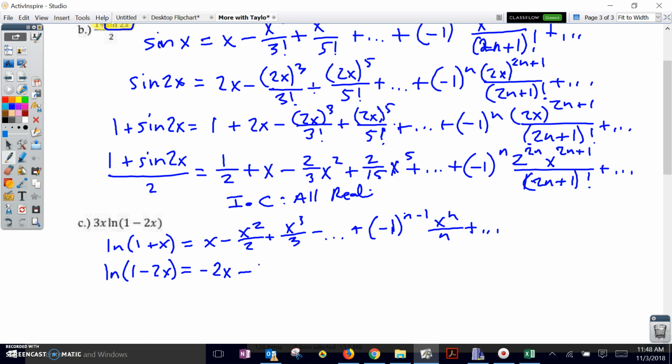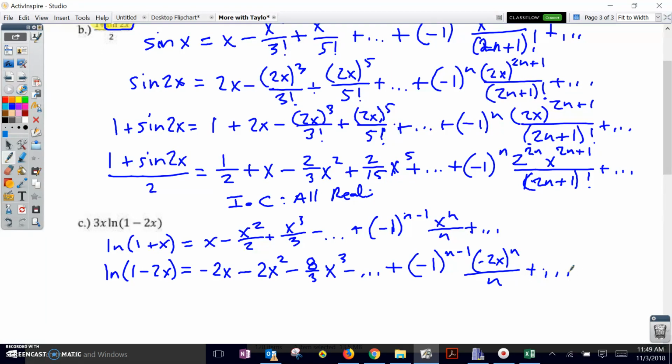That's 4x squared over 2, so that's going to be 2x squared. And that's negative 8x to the third, negative 8/3 x to the third. And negative 1 to the n minus 1 times negative 2x to the n all over n. And we might want to simplify that general term, but I'm not going to simplify that general term right now.